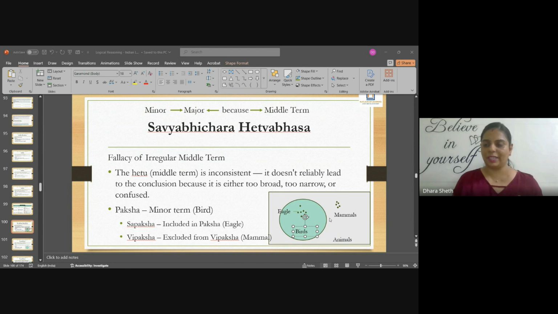Eagles are included in birds. If our subject, paksha, or minor term is bird, eagles are included in it. But eagle is not all birds. Mammals are not included in birds. Although they are included in the animal kingdom, mammals are excluded from our subject, that is birds. So whatever is included in birds is called sapaksha, and whatever is excluded is called vipaksha.